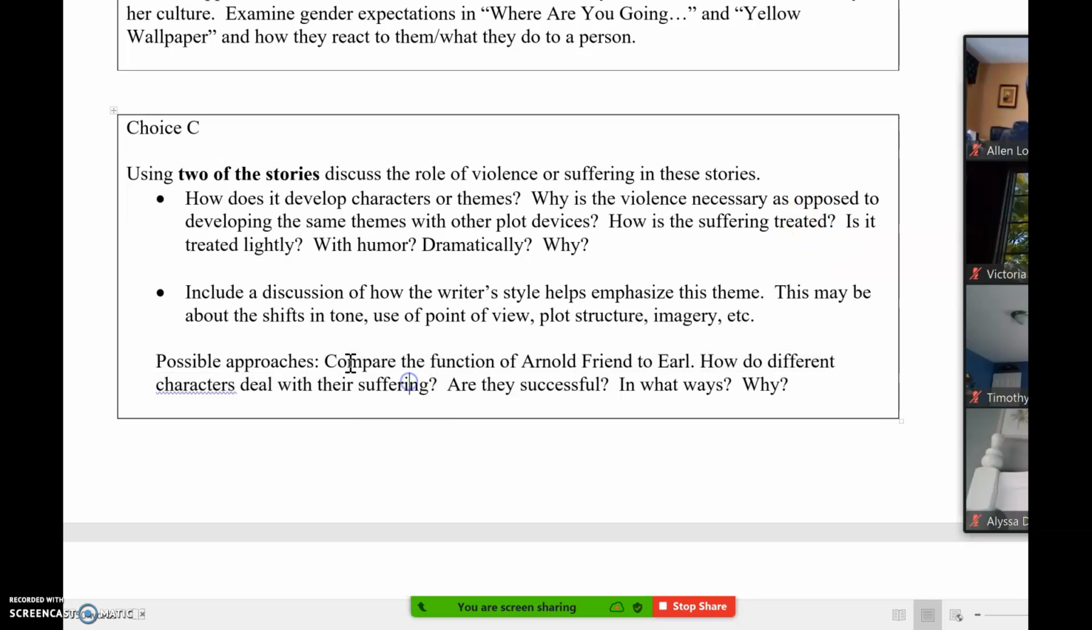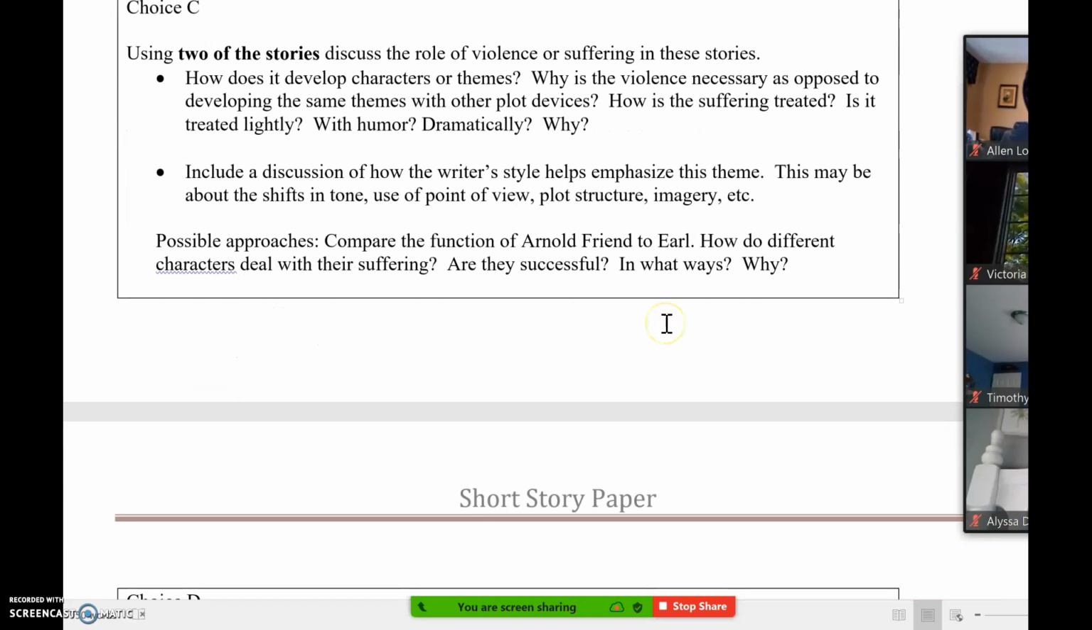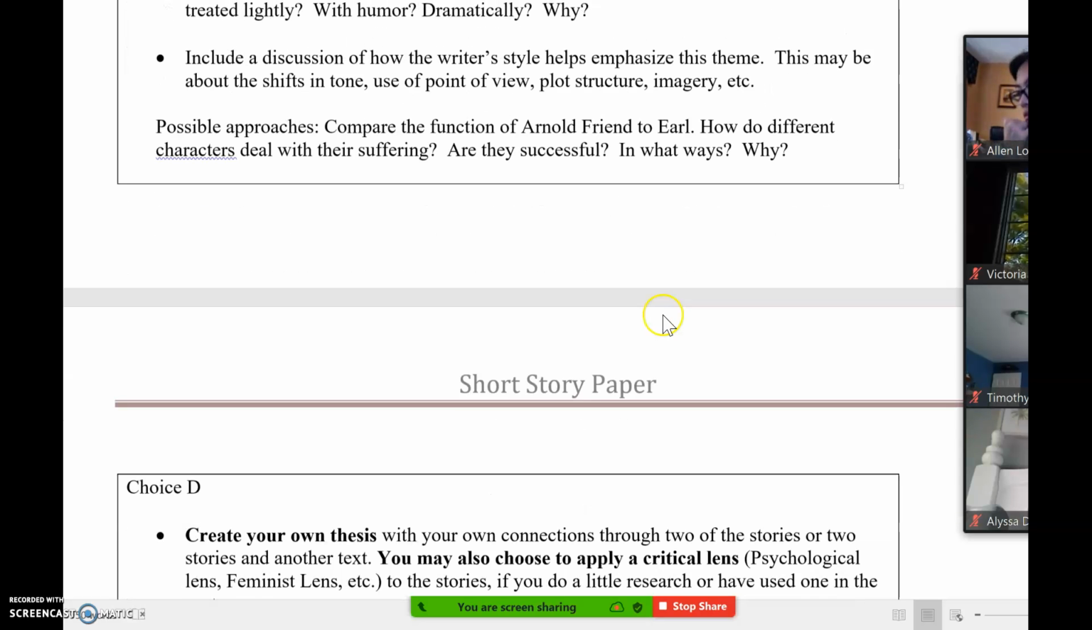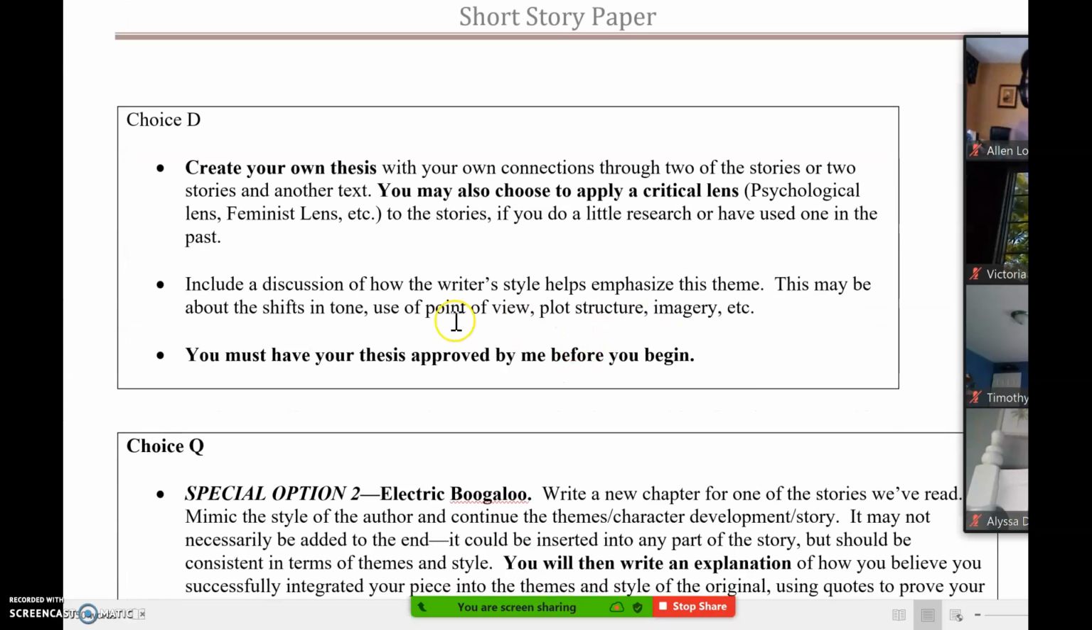All right, so if you're doing the violence thing, you're comparing the function of violence in the story, not necessarily why the character does it. Somebody was trying to do this and they said, I know why Earl commits violence, but I don't know why Arnold Friend commits violence. But that was the wrong way to go about it, because Arnold Friend doesn't really have motivations. So again, I'll come back to these things in greater depth as you make decisions.